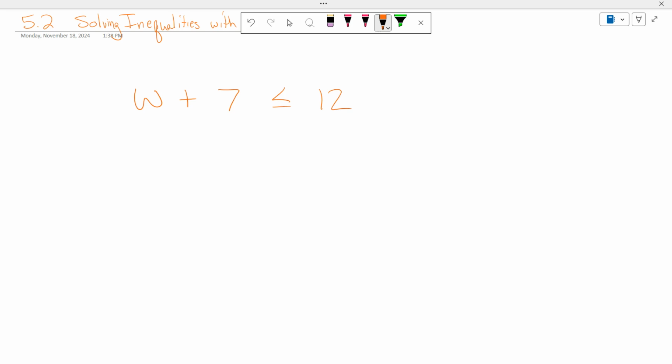I would. It's W plus 7, so you subtract 7 on each side. Minus 7 on each side. So W would be less than or equal to 5. Okay? I want you to show your work. Okay? And then you give your answer.